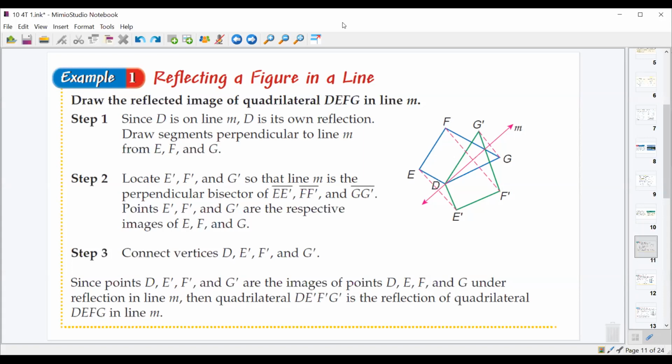Yes, D is for both figures, because D is on top of the line of reflection. Look, it's exactly in that point.